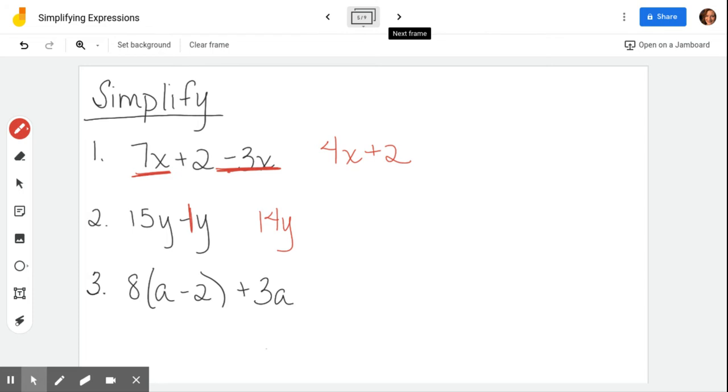Number 3, I mentioned some of these we're going to use the distributive property. I can't start adding and subtracting until I take care of multiplying and dividing, right? Order of operations. Well, 8 beside the parentheses means times, but the only way to multiply this is to do the rainbows, to your distributive property. I'm going to rewrite this as 8 times a is 8a. 8 times a minus 2 is a minus 16. And then I still have that plus 3a hanging out at the end.